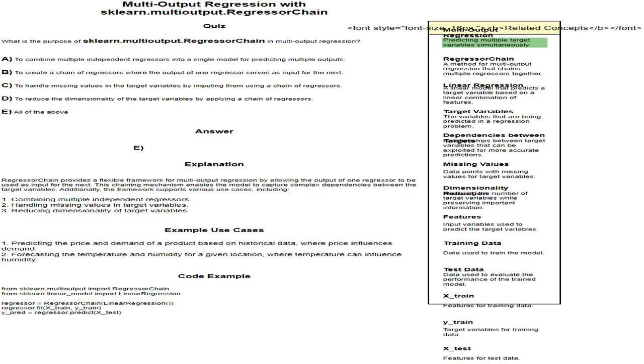Multi-output regression: predicting multiple target variables simultaneously. For example, forecasting the price and demand of a product, where the price might influence demand.